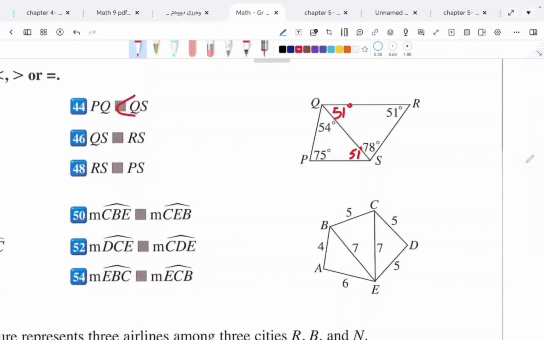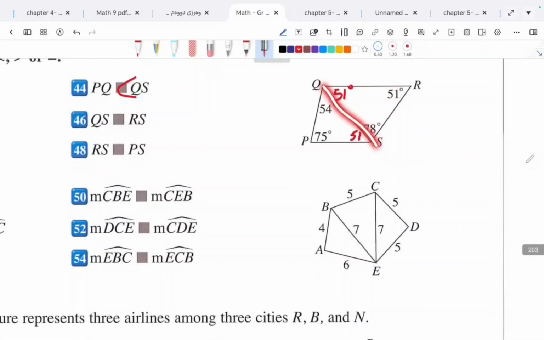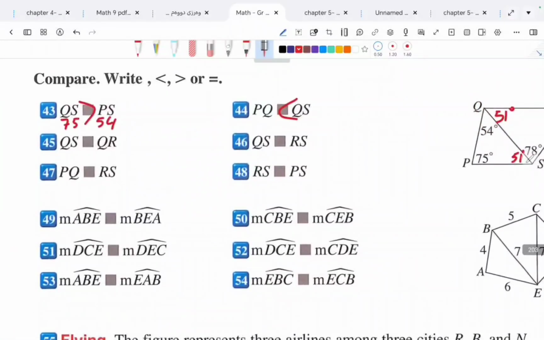QS equals what? QS is opposite to 51, because we are talking about this triangle now, okay? So QS is opposite to 51. The other one is QR. It's opposite to what? To 78. So, of course, QR is greater.